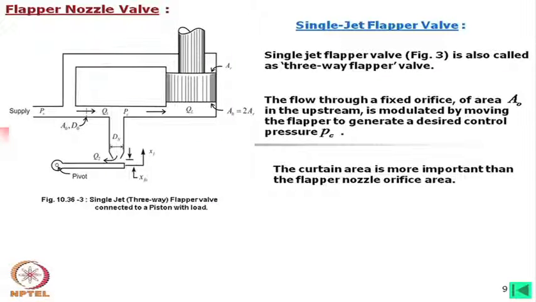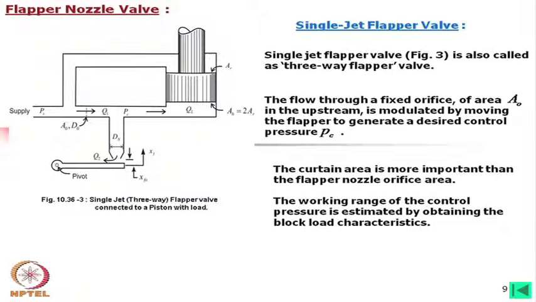The curtain area is more important than the flapper nozzle orifice area. Now, what is called the curtain area? This is the nozzle area, and the area which is closing this end is called the curtain area. So we have to know, one is called the curtain area and another is called simply the orifice area. The orifice area is this one, and the curtain area is, if I consider this periphery into this depth, say initially XFO, this height into the periphery, that means pi into diameter, that area is more important than this orifice area.